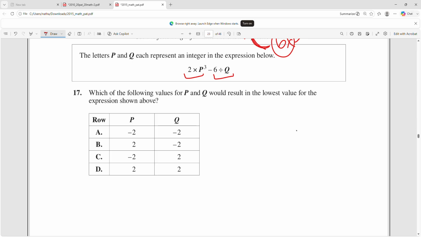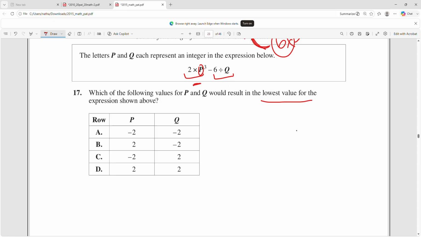And if the question says we want this to result in the lowest value, that means we want this to be the most negative. So we would want a negative number here for P. So that would be, because it's an odd exponent, we'd get a negative, times 2, which is a positive, would result in a negative value. Now here, if I'm subtracting, let's imagine that Q is a negative value.